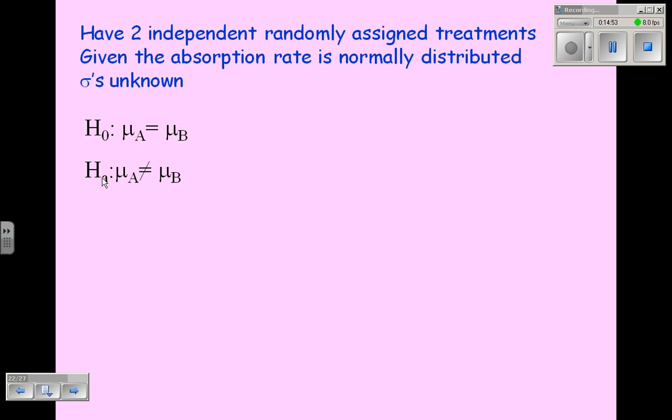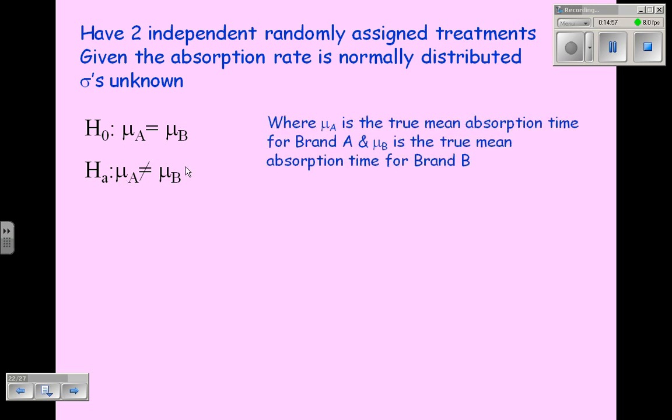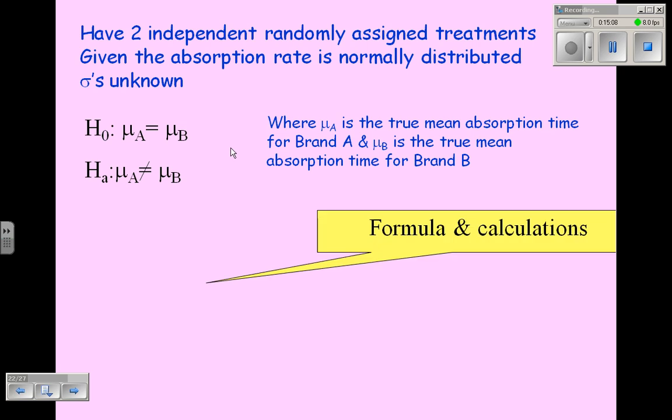The alternate would be that there is a difference. Mean A does not equal mean B. We're going to spell out what that means, where mu of A is the true mean absorption time for brand A, mu of B is the true mean absorption time for brand B. Be very specific. Formula and calculations.